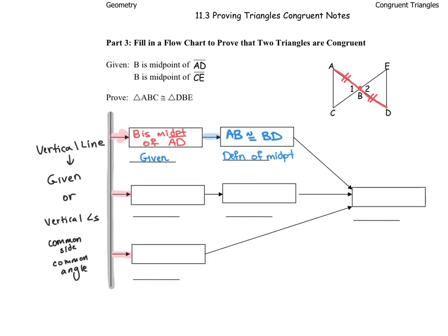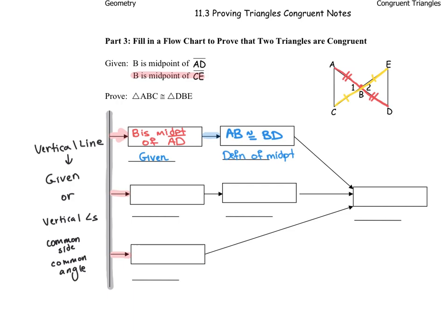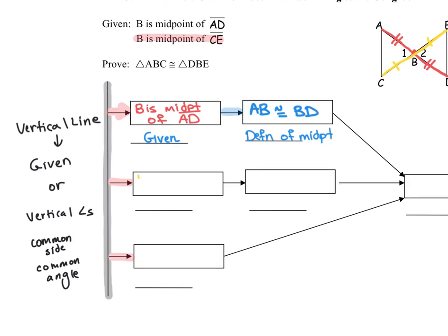Now, I have another given. B is the midpoint of CE. Again, a midpoint cuts a segment into two equal parts. So that means that CB is congruent to BE. So I use the same tick mark for those. So the other given is that B is the midpoint of CE. I write that in the box. The reason is that this is given, so I write that underneath the box.